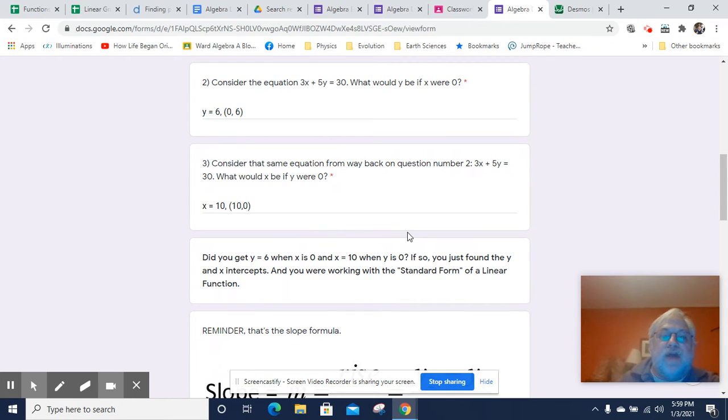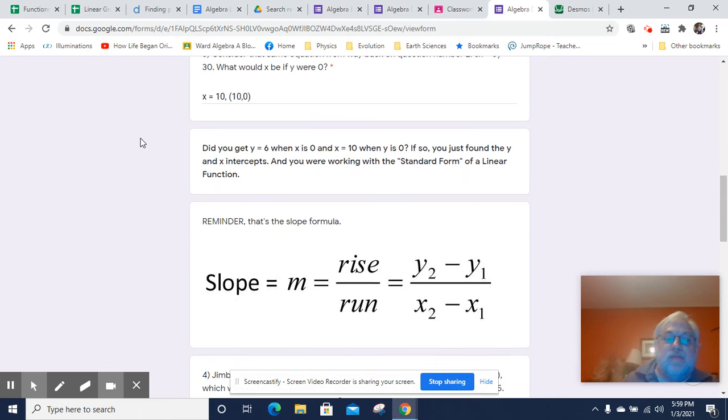So now we have just found the x and y-intercept. So the y-intercept was 6, and the x-intercept was 10. You may have noticed that while you were working, you've been working with an equation form that's in 5D, which is the standard form of a linear equation. The standard form of a linear equation is in this form where some number times x plus some number times y equals some number. And you'll learn more about that when you dig into it.